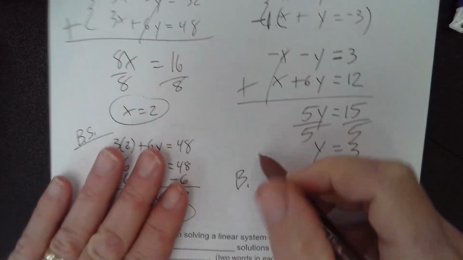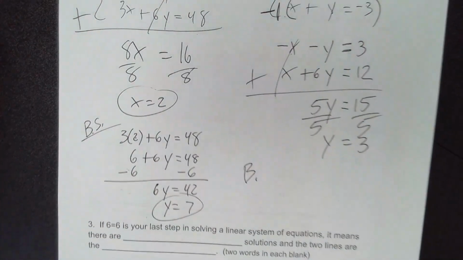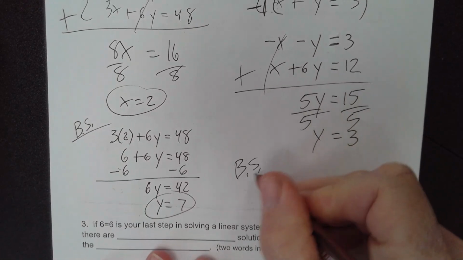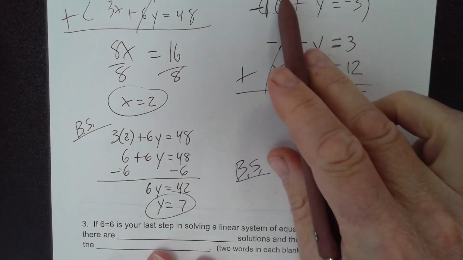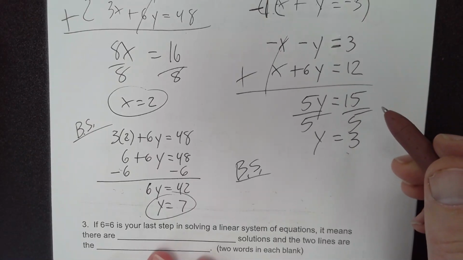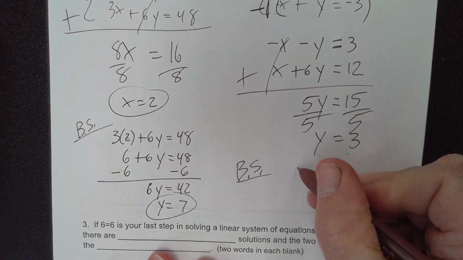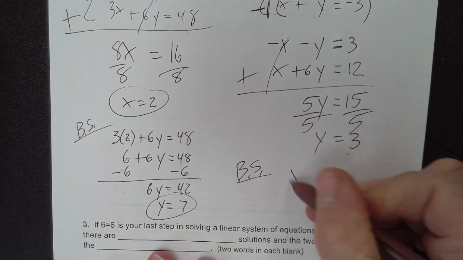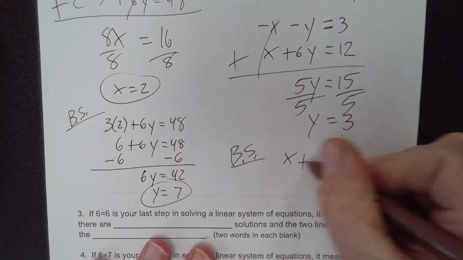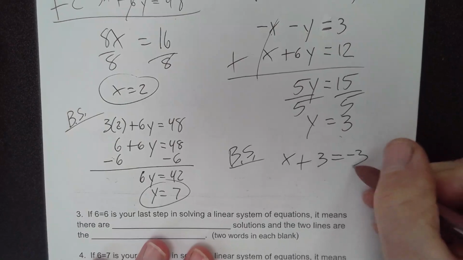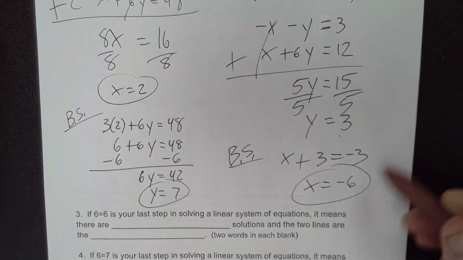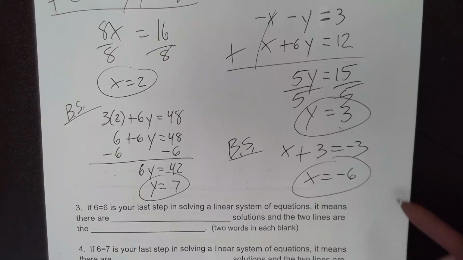Now we back substitute. Back substitute. Put the 3 back in. I'm going to put it back in this equation, the second equation. So x plus y, which is 3, is equal to negative 3. We subtract the 3 over, we get negative 6. So negative 6 and 3 are the two answers.